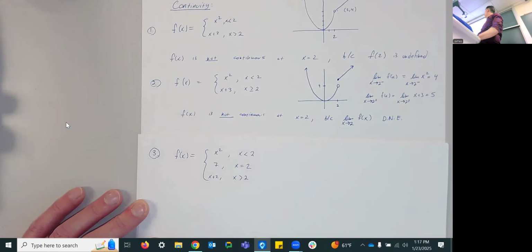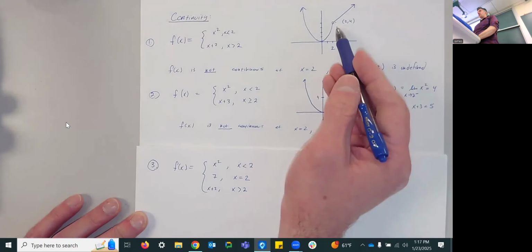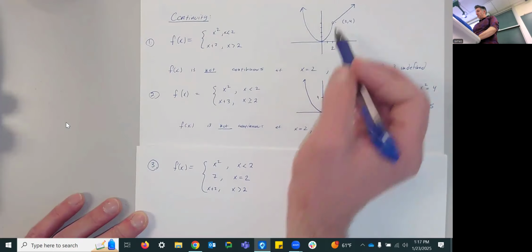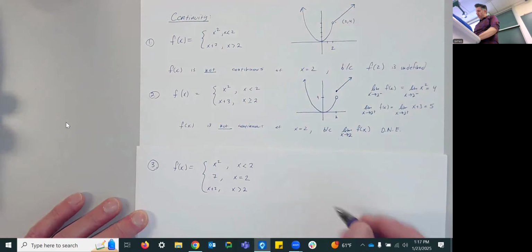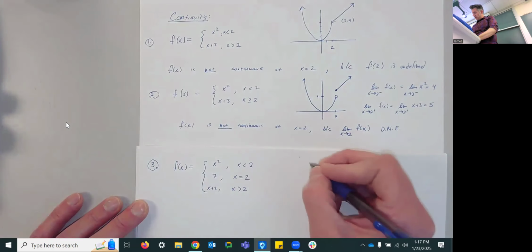So if you want to make your life easy, instead of graphing this one again, you could just take that graph and plot the point (2, 7). I'm going to graph it again because I should.